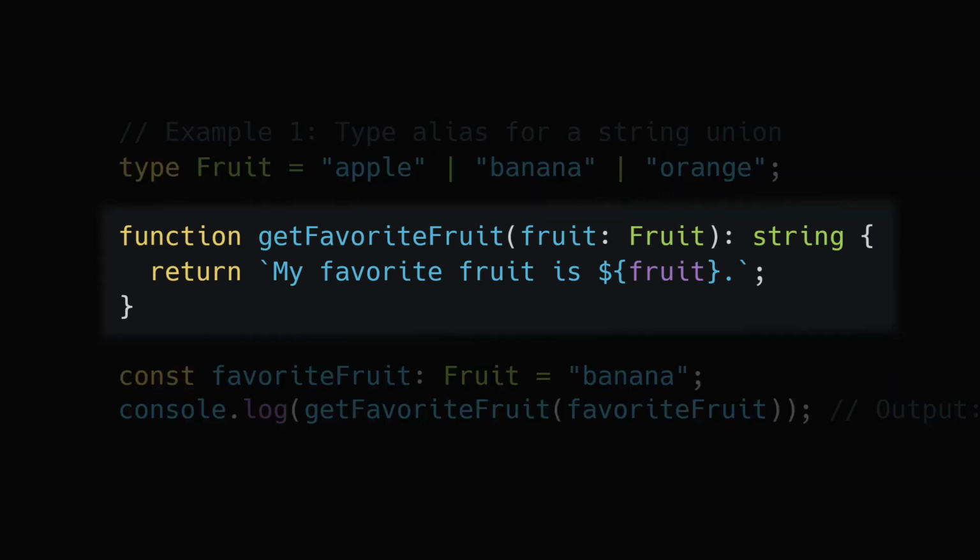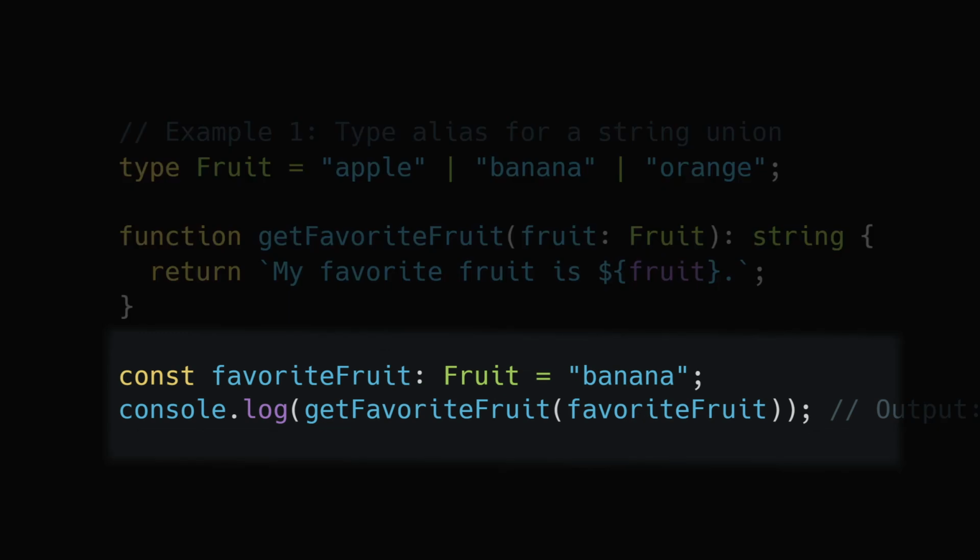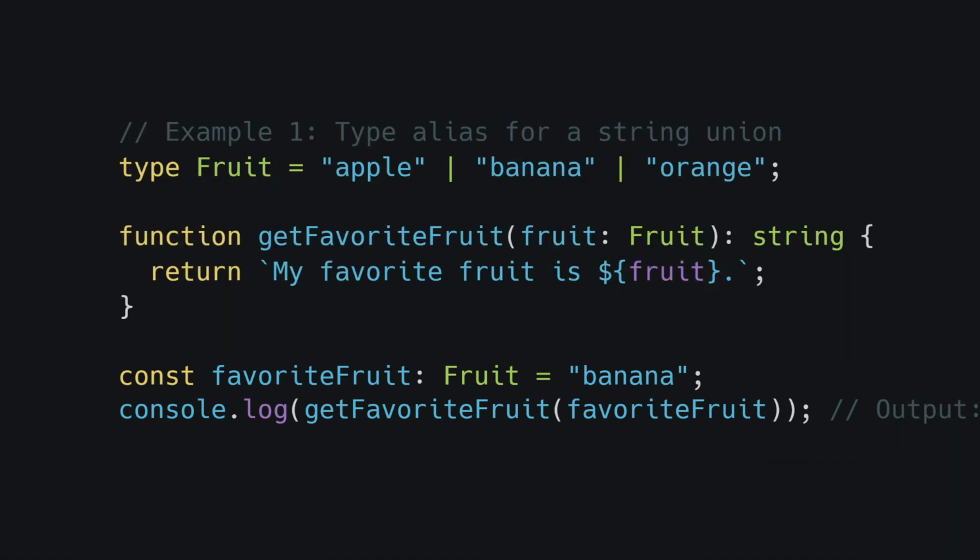The getFavoriteFruit function takes in a parameter of type fruit, which ensures that only valid fruit values can be passed to the function. Inside the function, it returns a string that includes the provided fruit. A constant variable favoriteFruit is declared with the type fruit and assigned the value banana. This variable represents the favorite fruit chosen by the user. Finally, the getFavoriteFruit function is called with favoriteFruit as an argument, and the result is logged to the console.